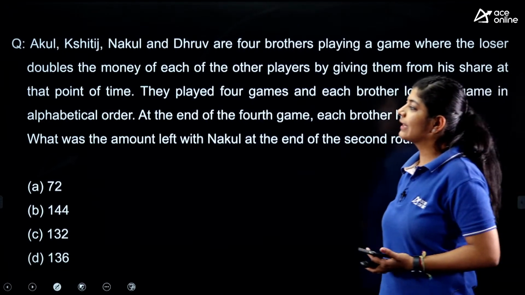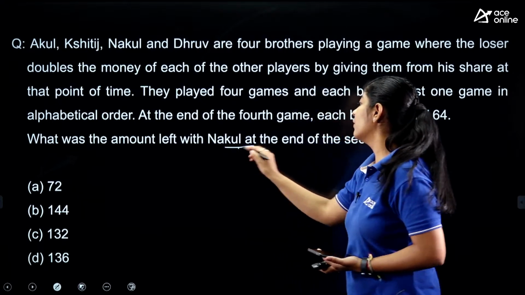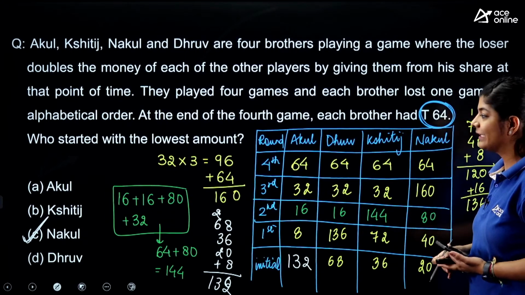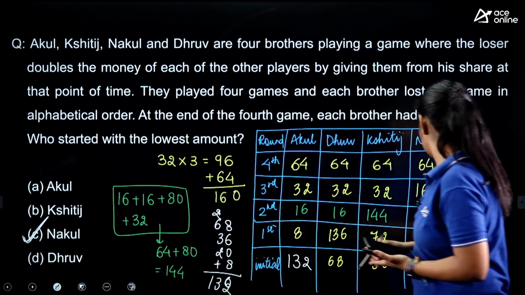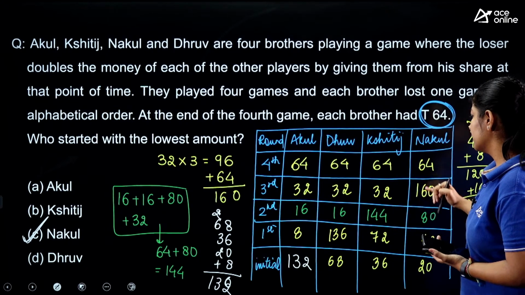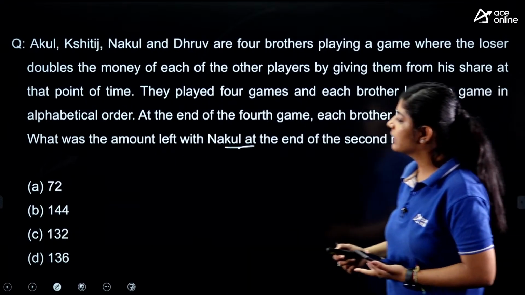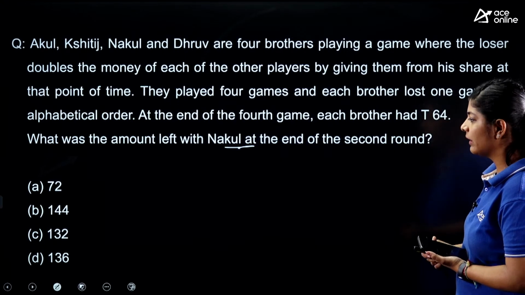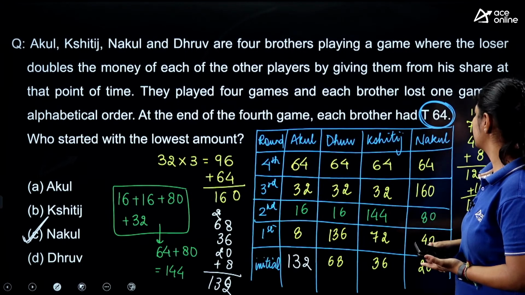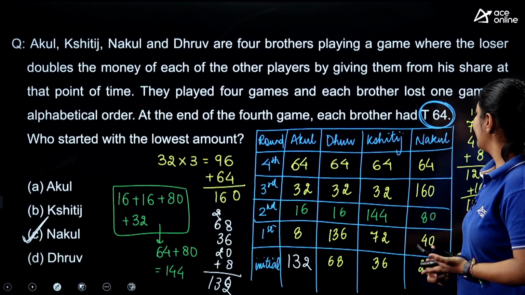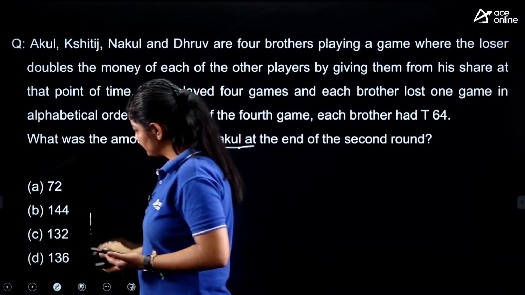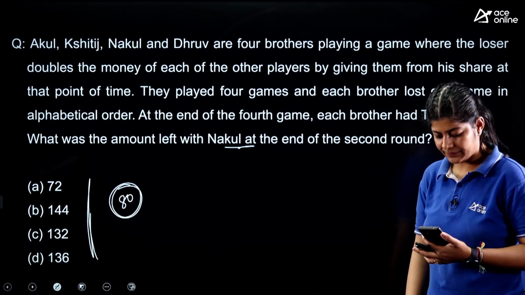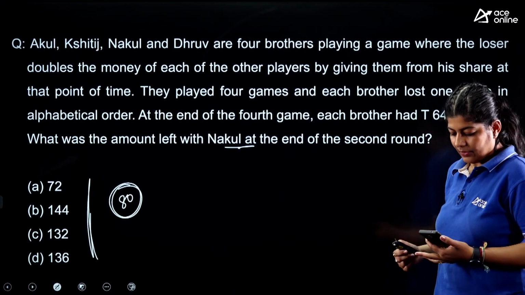The second question is asking what was the amount left with Nakul at the end of second round? At the end of second round, that means he is left with 80 rupees. Nakul is left with 80 rupees, or we are having 70, 42, 72, 144, 132 and 160. We are not even having the option. The correct option over here is 80. He is left with 80 rupees. Right? Okay, next.